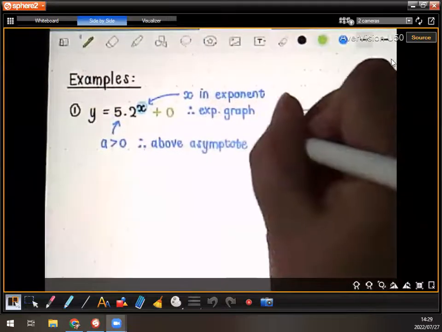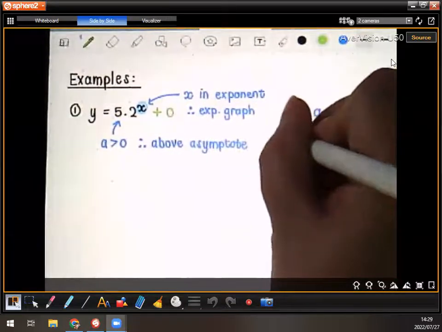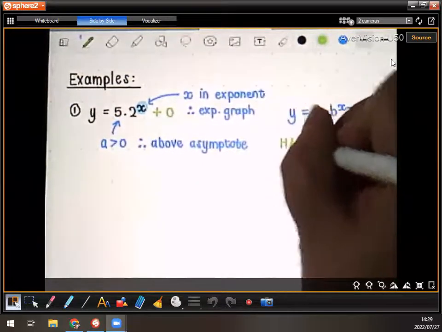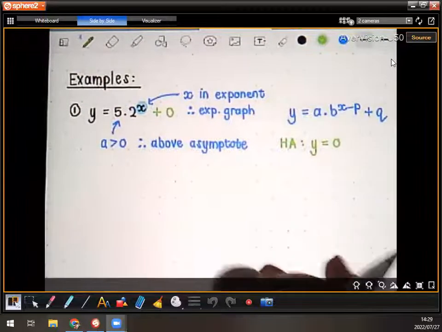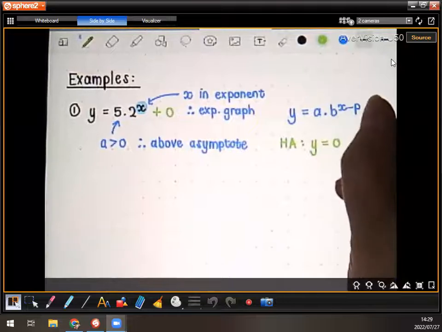Now guys, that doesn't mean that we don't have an asymptote. That just means that our horizontal asymptote is y equals 0. You are always going to have an asymptote, okay? But it might not be like y equals 1 or y equals -2 or so. But guys, the line y equals 0, this is actually the x-axis.